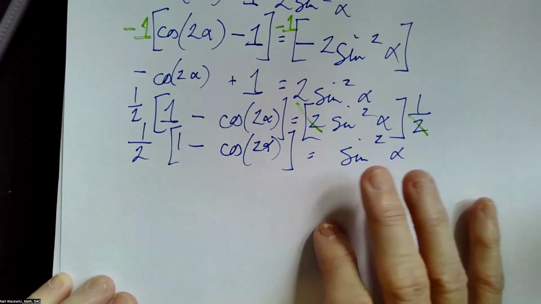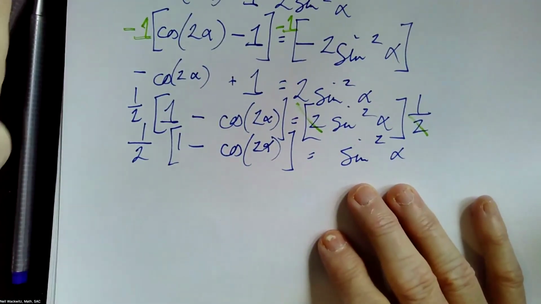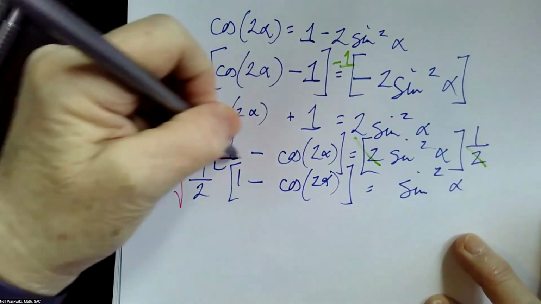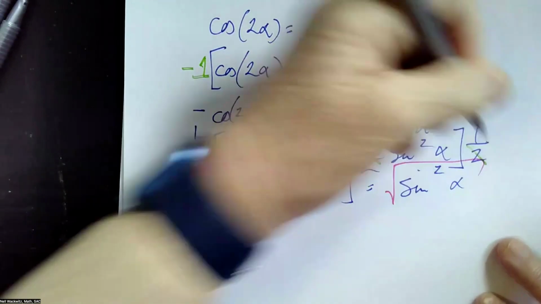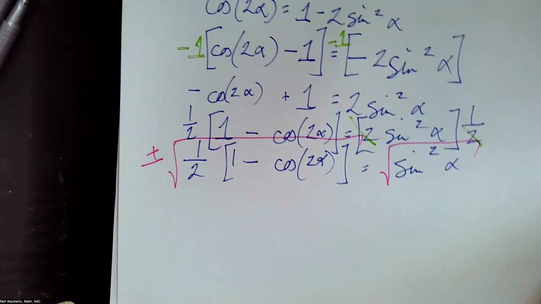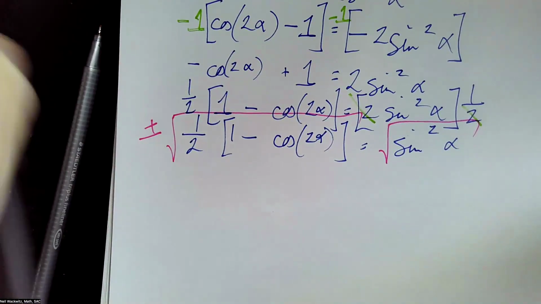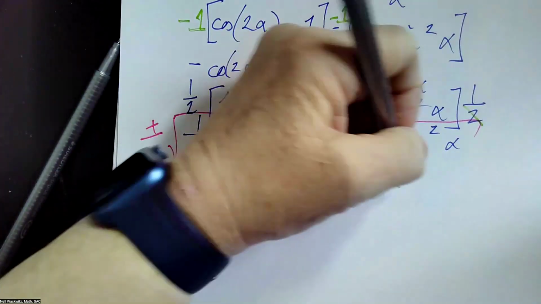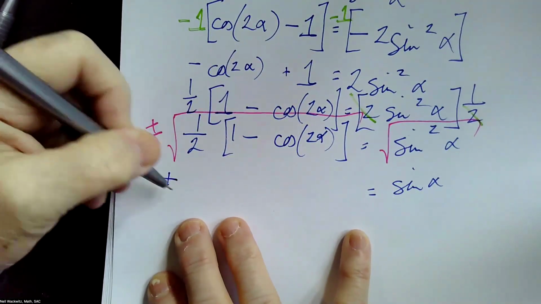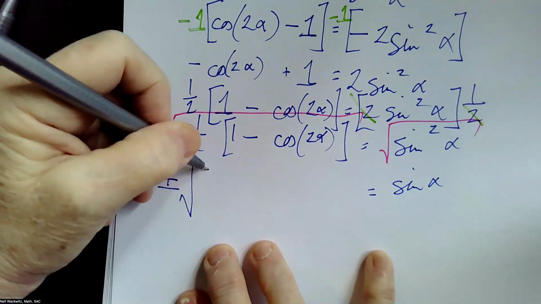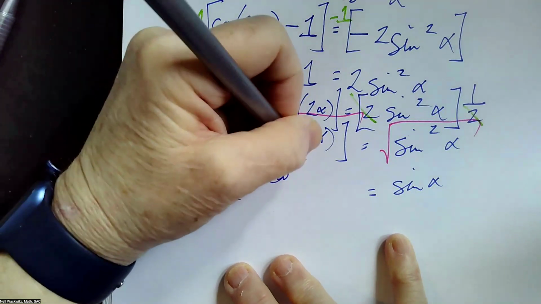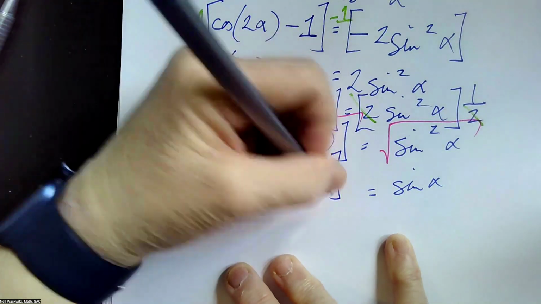I want sine of alpha, not sine squared. So I'm going to take the square root of both sides. And one side has to have a plus or minus. So now I've got that the sine of alpha is plus or minus the square root of 1/2 times 1 minus cosine of 2 alpha.